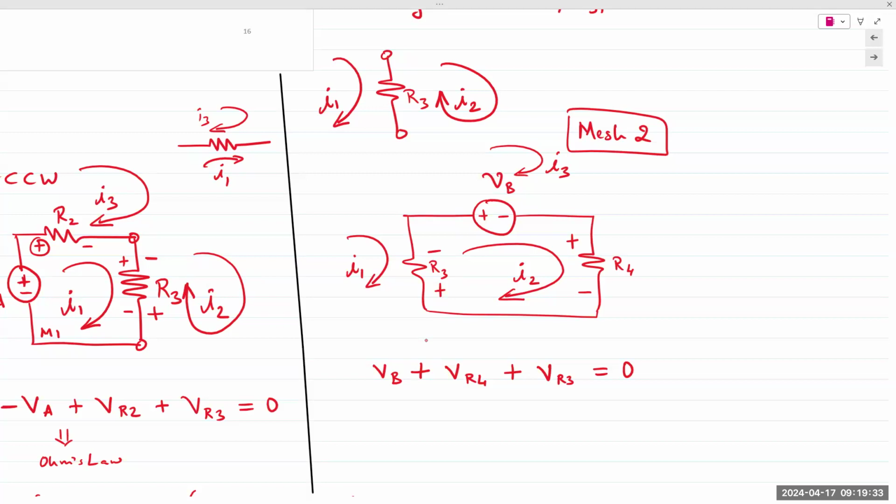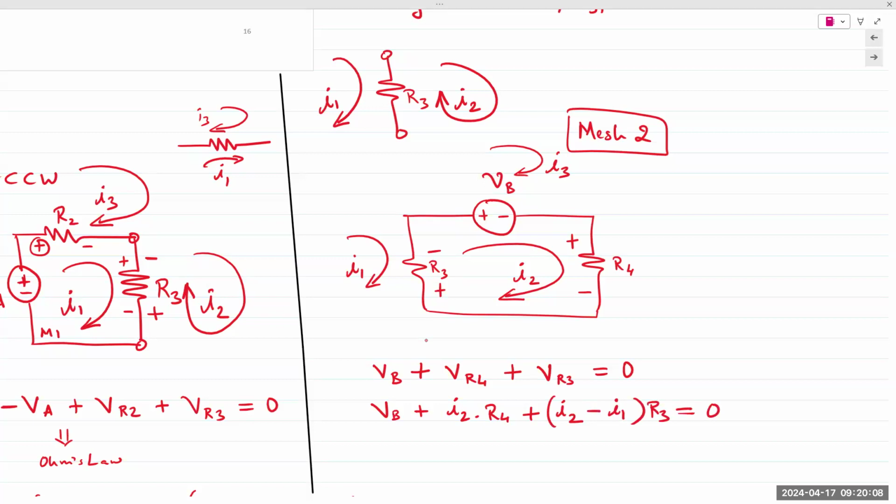Okay. So VB would remain as it is. Once I apply Ohm's law, VR4 would simply be I2 times R4, and VR3, and you can see if I'm summing up my voltages in a clockwise direction, now I2 is positive and I1 will be negative. And that's why the equations balance out. So it will be I2 minus I1 times R3 equals 0.